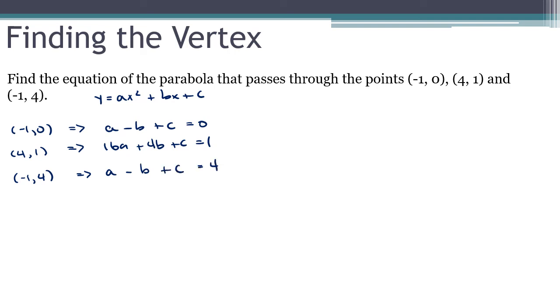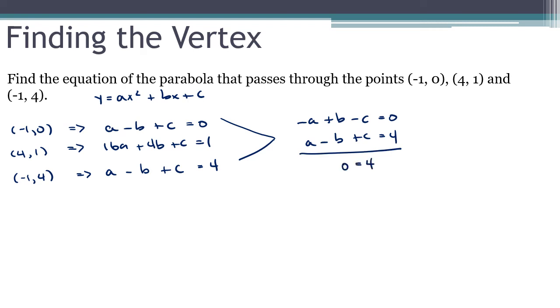equals 4. Well, if you didn't see it before, hopefully you're starting to see where the trouble is going to start. I'm going to start by trying to combine equations 1 and 3. So let's multiply the first equation by negative 1: negative a plus b minus c equals 0. Equation 3 is a minus b plus c equals 4. You add these together, and you immediately run into a problem. 0 equals 4. No, it does not equal 4.